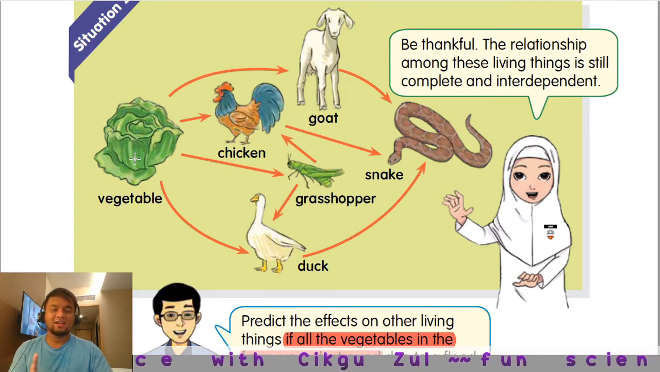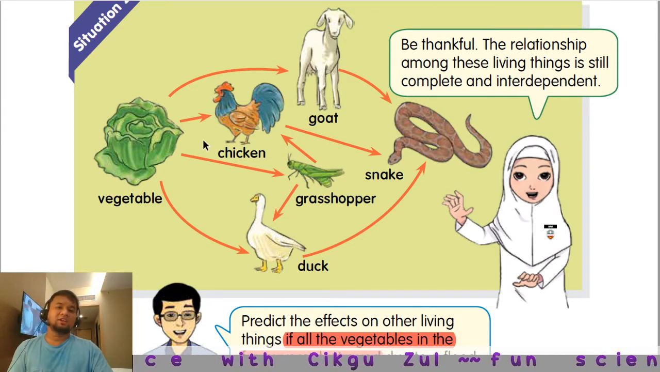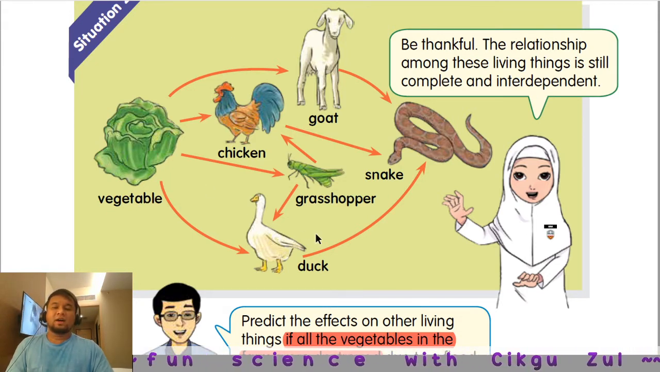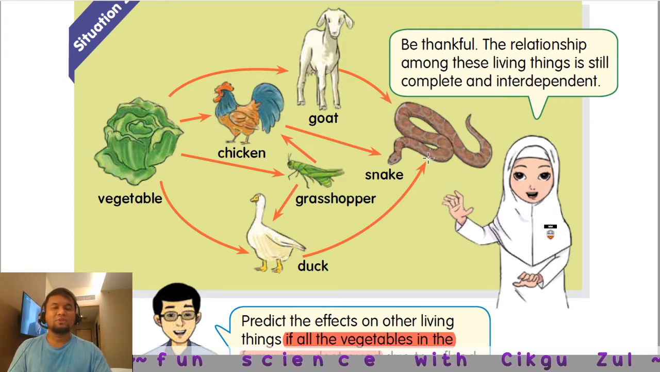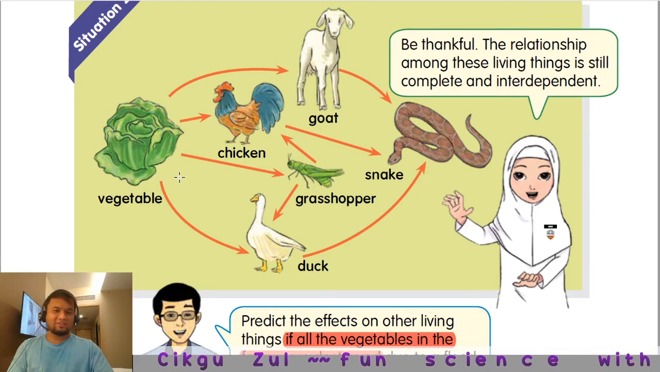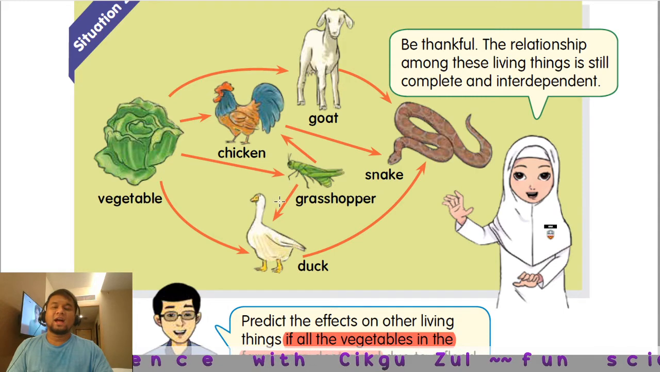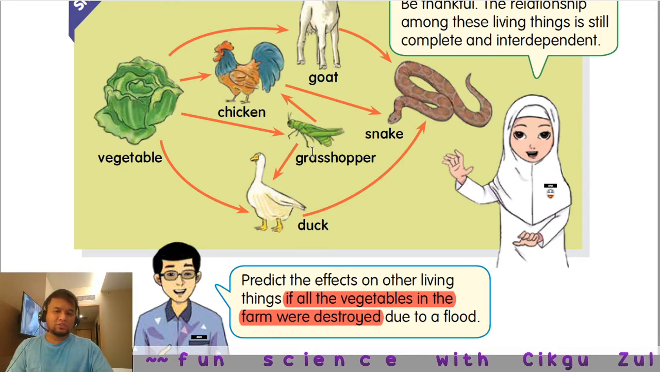Can you understand? Kita tengok arrow ni. Kita tengok dia punya arrow yang menunjukkan perkaitan itu. The relationship between the animals and all the living thing. What about the goat? Goat will decrease because the goat eat the vegetable. Duck decrease. Betul? The grasshopper also decrease. But what about the snake? The snake, what happened to the population of the snake when all the vegetables are destroyed? Bukan when all the animals die. When all the animals die, lain. Dia tak tanya itu. The real question is when all the vegetables are destroyed.